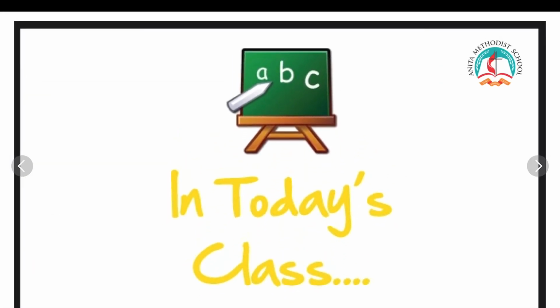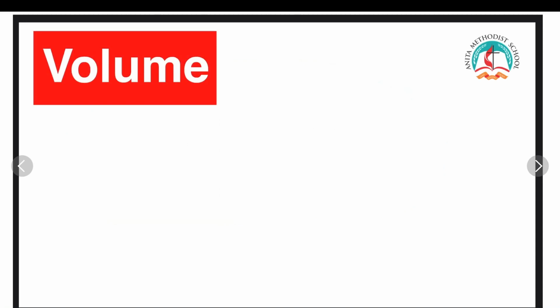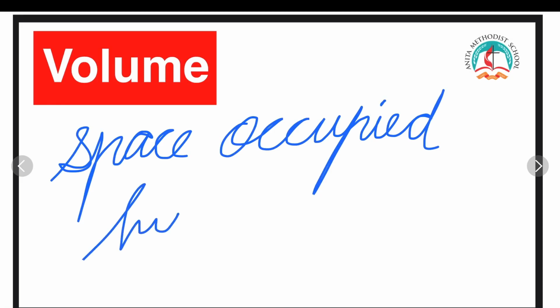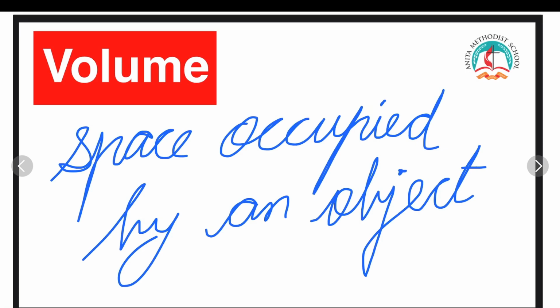Okay, in today's class, we are going to learn about volume. Now, what is volume? It is the space occupied by an object. So, shall we repeat it again? The space occupied by an object or by a body is called its volume.